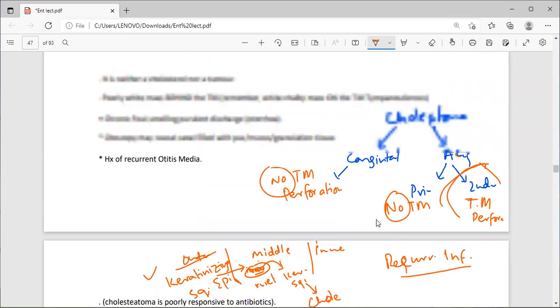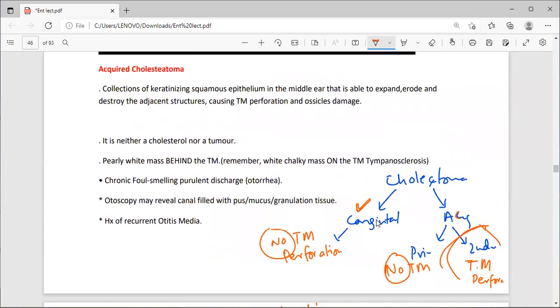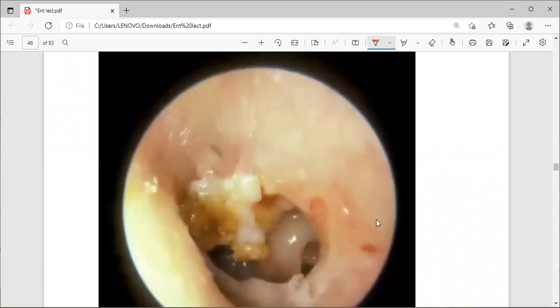Okay, now let's read it out. So, a collection of the keratinized squamous epithelium in the middle ear that is able to expand, erode, and destroy the adjacent structures, causing tympanic membrane perforation and ossicle damage. It is neither a cholesterol nor a tumor. Pearly white mass. Look, pearly. This is a clincher of the cholesteatoma.